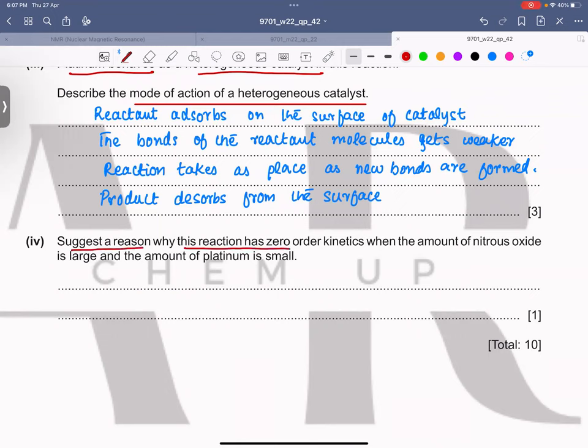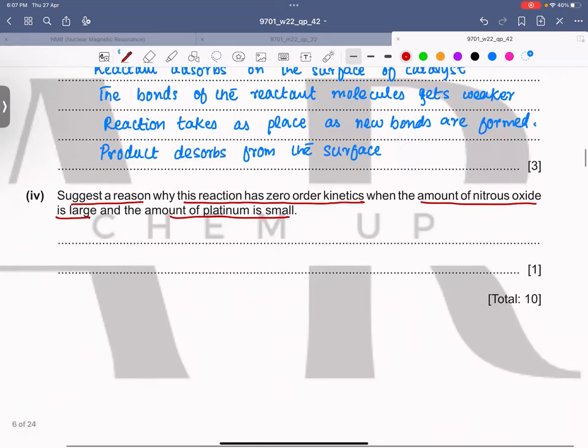Suggest a reason why this reaction has zero order kinetics when the amount of nitrous oxide is large and the amount of platinum is small. Can anybody give a suggestion for this question? Yes, can anyone suggest an answer? They are saying that there is a very small amount of platinum. Yes, sir, because on the surface area of the platinum there will be no space left for further nitrous oxide to come.